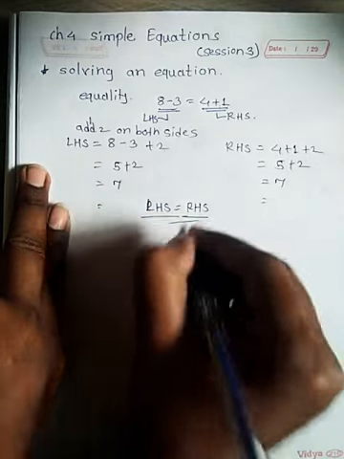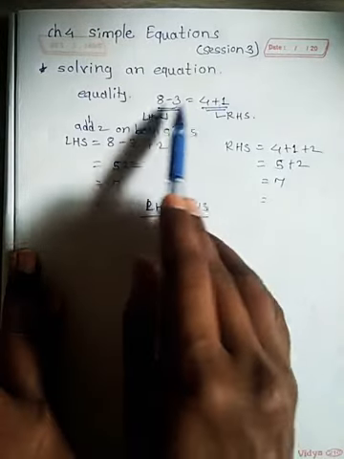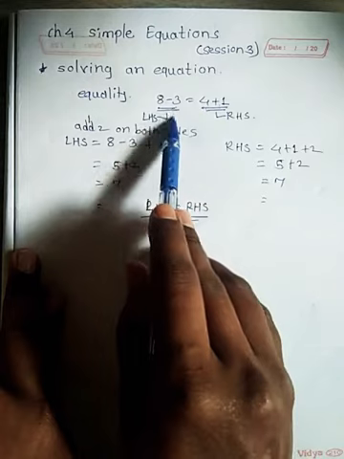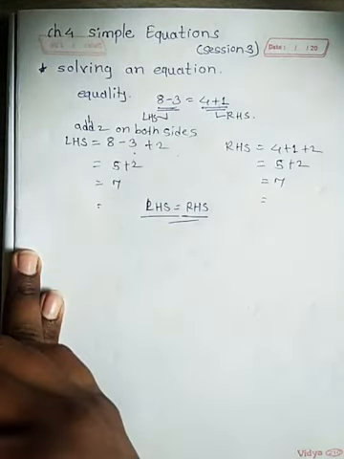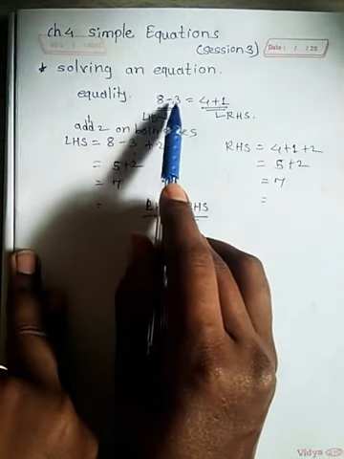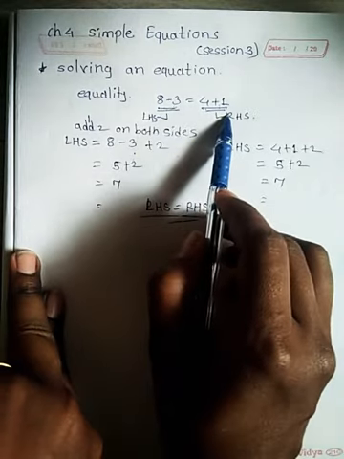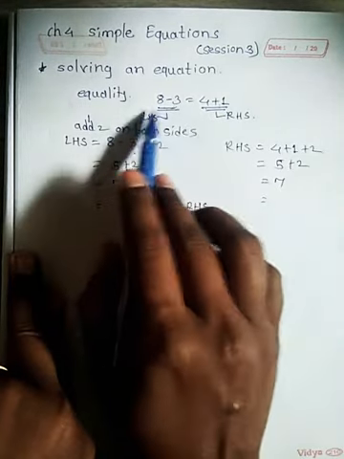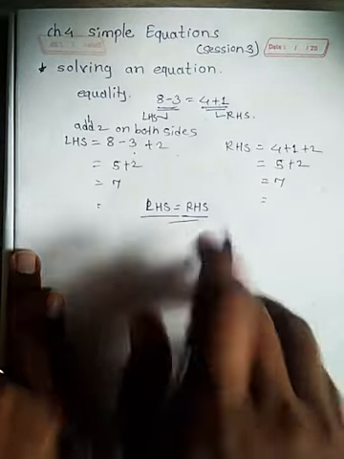So you can perform the add operation on both sides of an equation with the same number. Addition with the same number makes no change in the equality. When you perform addition on the LHS and on the RHS with the same number, then there is no difference in the equality.